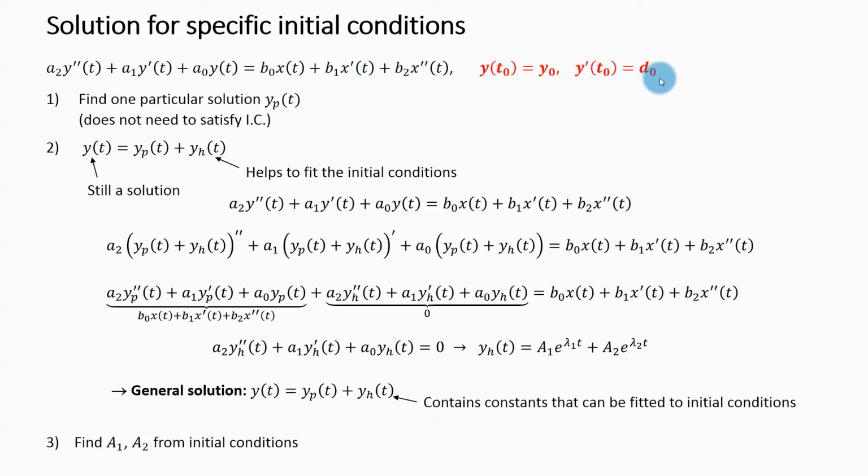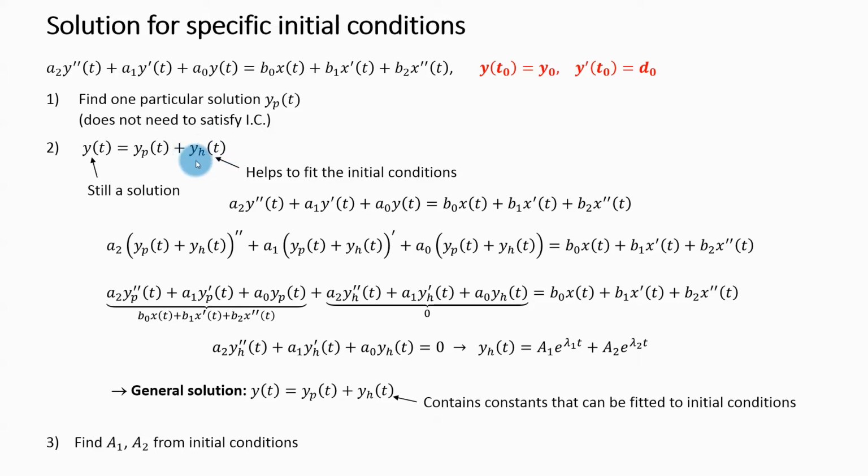To find a solution that fits these initial conditions, you first need to find that one particular solution that does not have to fit your initial conditions. How to do that I have shown you on those previous slides. As the next step, you need to add something to your particular solution. This something should not change the fact that this is a solution of your differential equation, but that something should allow you to adjust your particular solution for your initial conditions.